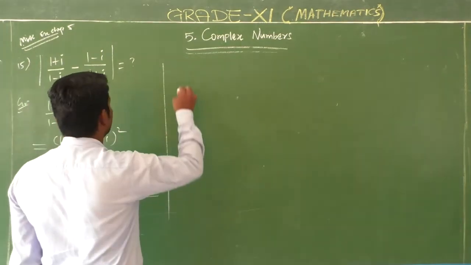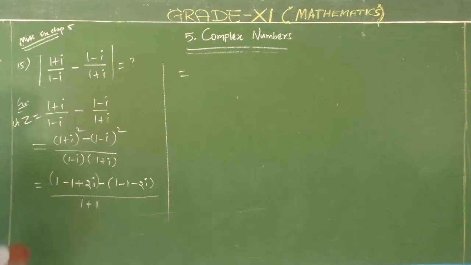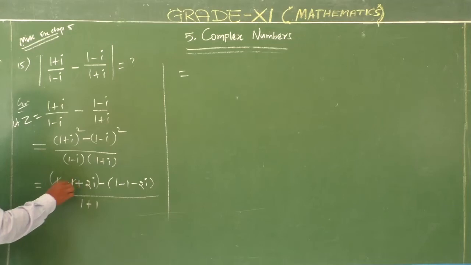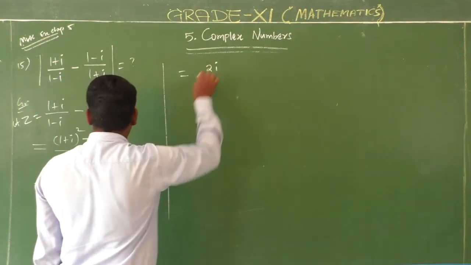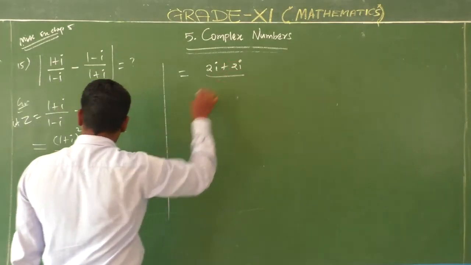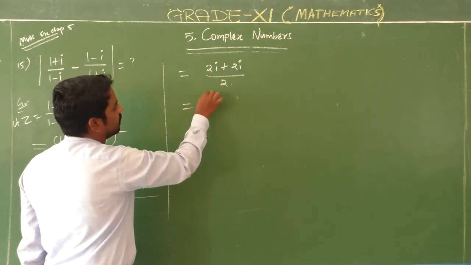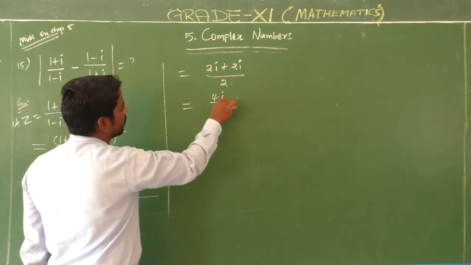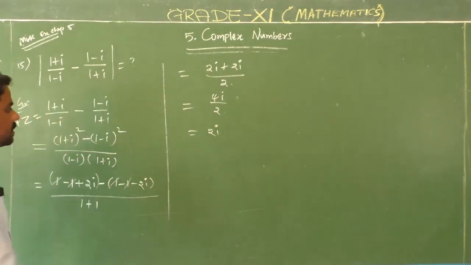Right. So 1 minus 1 cancels. Remaining 2i minus of minus 2i, that is 2i plus 2i, divided by 2. So the 2 cancels. 2i plus 2i is 4i, divided by 2, so 2i. Okay, right. So z equals 2i.